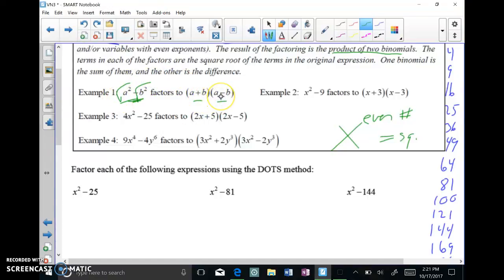And we get one with a plus, one with a minus. X squared minus 9. Well, the square root of x squared is, of course, x. The square root of 9 is 3. And one of our binomials gets a plus, one of them gets a minus.